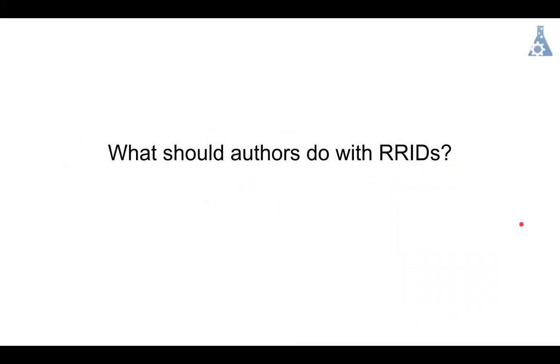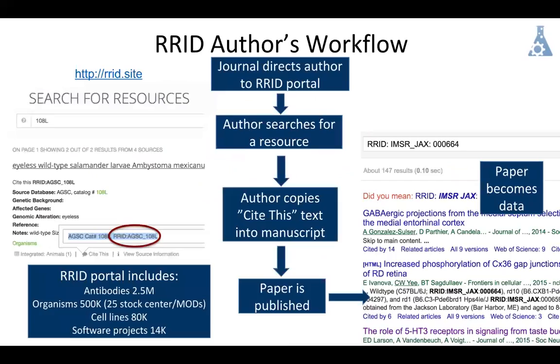So what should authors do with RRIDs? Well, as I suggested before, there's a workflow for authors. The journal will direct the author to a website at SciCrunch. This is a shortcut: rrid.site is a shortcut to get to SciCrunch. The author then will search in the search box, and in this case, they're searching for 108L. Catalog numbers, stock numbers are very easy to search for. And 108L actually corresponds to two different results, which is fairly typical for catalog numbers.